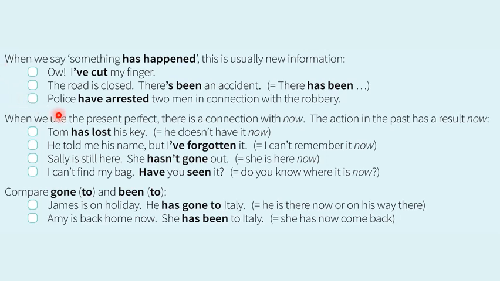Another situation that we need to use present perfect is when the action has just happened. For example, I'm in the kitchen using the knife, and then suddenly I cut my finger. So what should I say? I have cut my finger. Oh, I have cut my finger, because the action has just occurred.